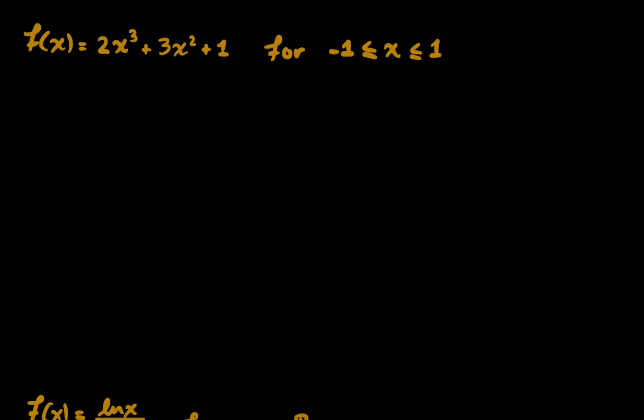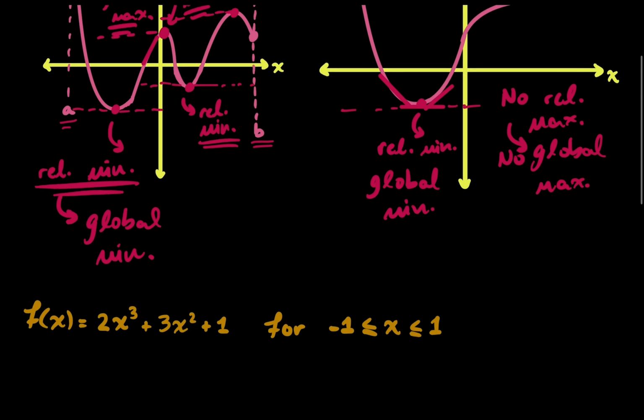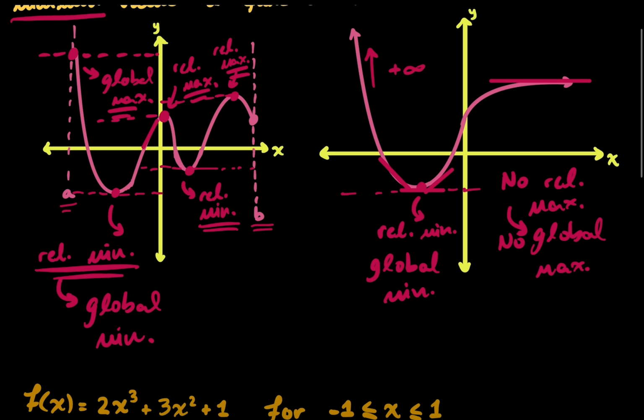We previously took a look at a couple of examples of how we may graphically interpret the notion of global maximum or global minimum. And now we're going to find that the process of determining absolute extrema is very similar to the process of relative extrema.